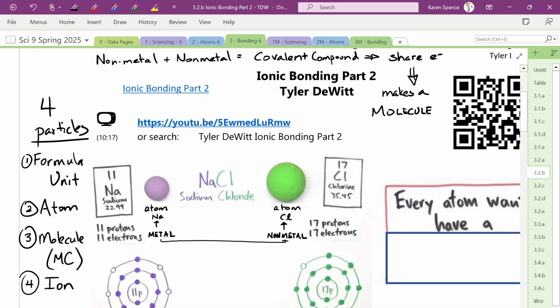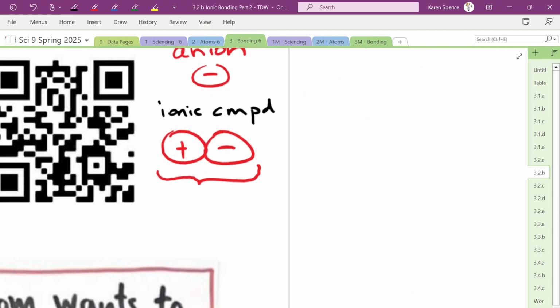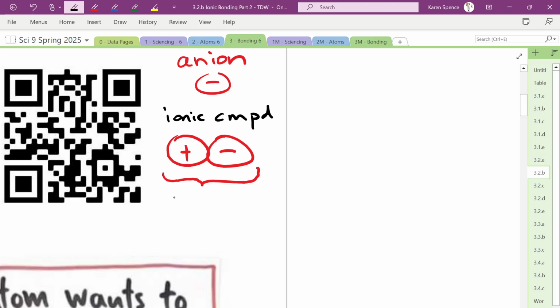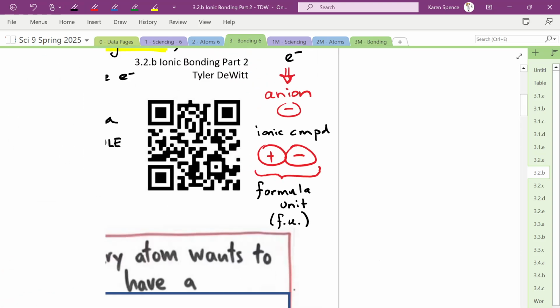So if we go back over here and we see that we have a positive and a negative together, that is called a formula unit. And I'll be honest with you, there is an abbreviation for formula unit, but I don't want to say it out loud because it sounds rather improper. But if you want to write it, you can, but I will not say it out loud. There's no other good way to abbreviate it, so there we are. What can we do? All right.